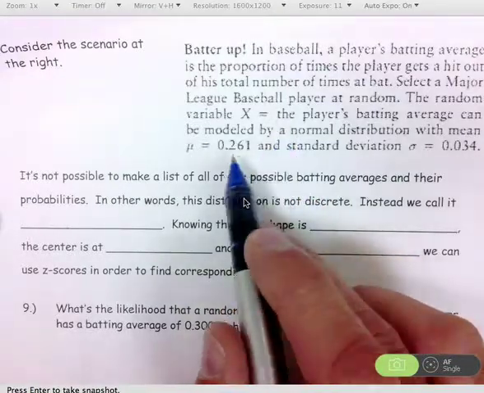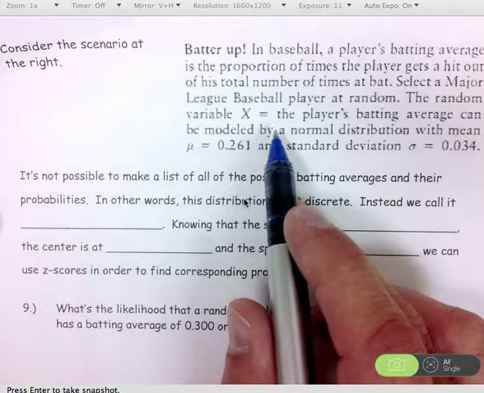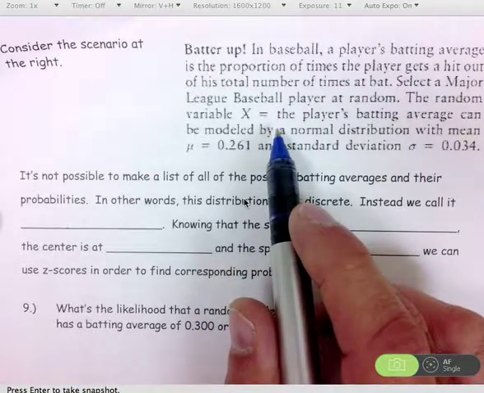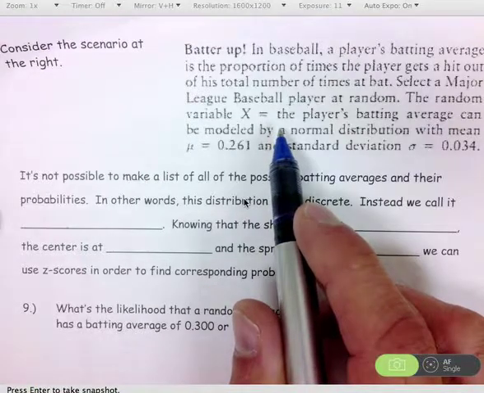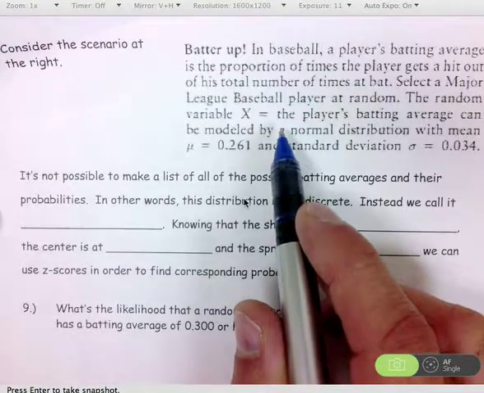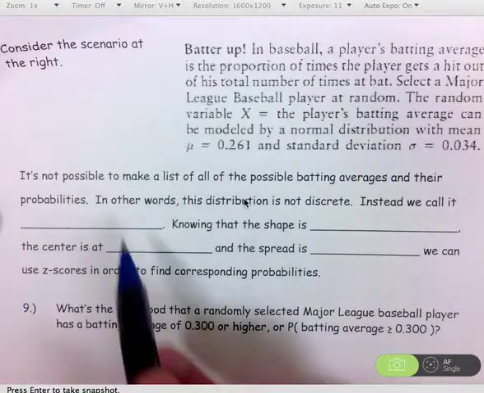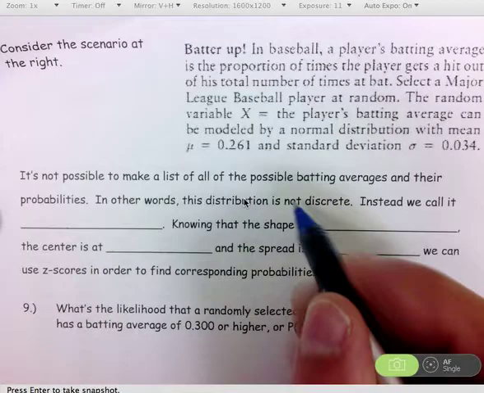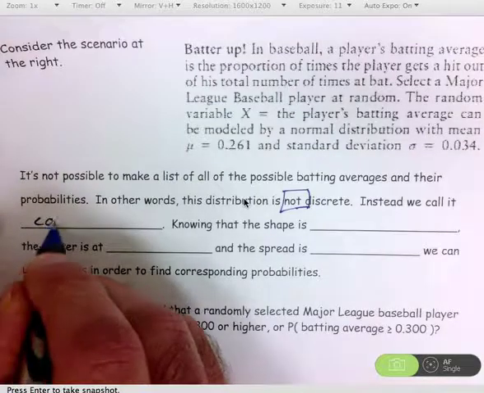So, for instance, let's say someone has a batting average of 0.289. Well, the truth is, is it really 0.289 or did we round that off? Was it really 0.2887? Or was it actually 0.28873 repeating? I mean, there's no way to list all of the possibilities and all of their probabilities, and there's no need to. So this distribution is not discrete. So instead, we call this one continuous.